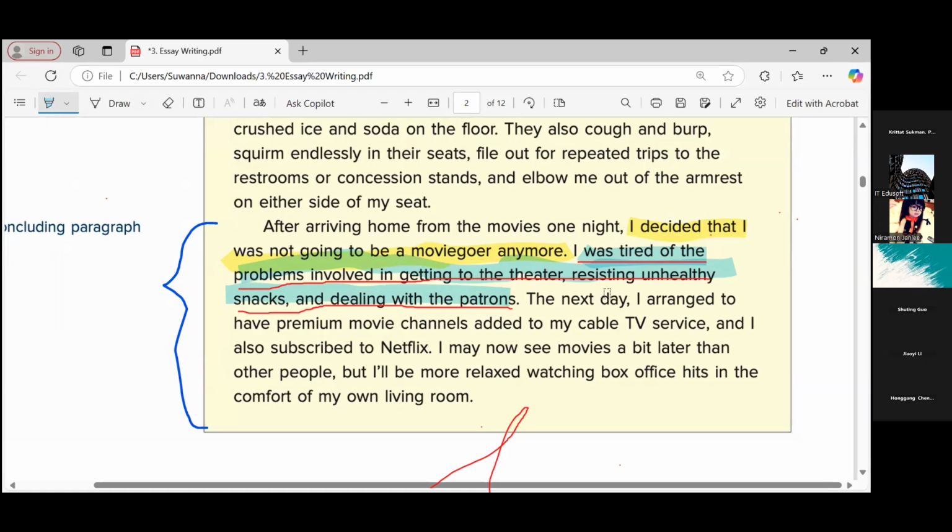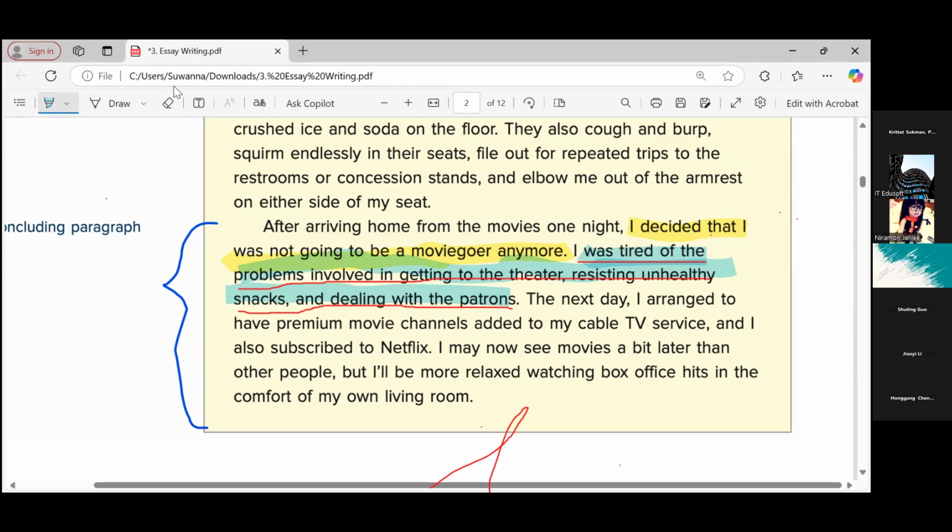And now you see, the next day, I arranged to have premium movie channels added to my cable TV service, and I also subscribed to Netflix. I may now see movies a bit later than other people, but I'll be more relaxed watching box office hits in the comfort of my own living room. And you see, the rest of the sentences are the writer's own thoughts, the writer's own opinions, yeah?